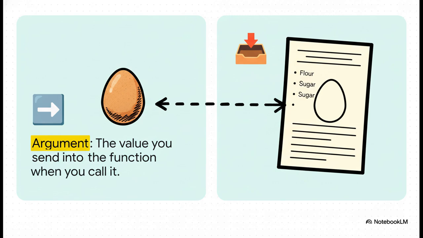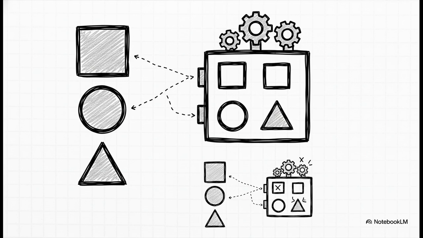All right, let's clear something up that trips up so many people. The difference between an argument and a parameter. It's actually really simple. The argument is the actual real-life value you send into the function, like the number 5 or the word hello. The parameter is just the empty box, the variable inside the function that's waiting to catch that value. So the argument is the egg you're holding. The parameter is just the spot in the recipe that says, add egg here. And you're not limited to just one piece of information.